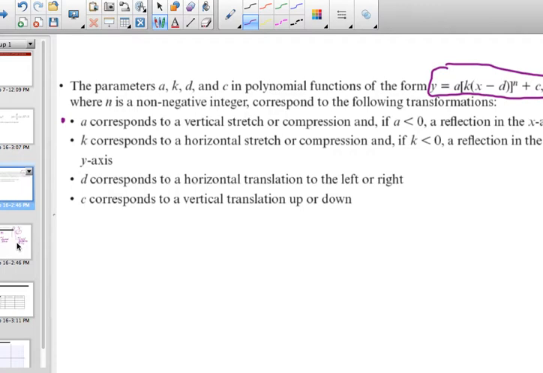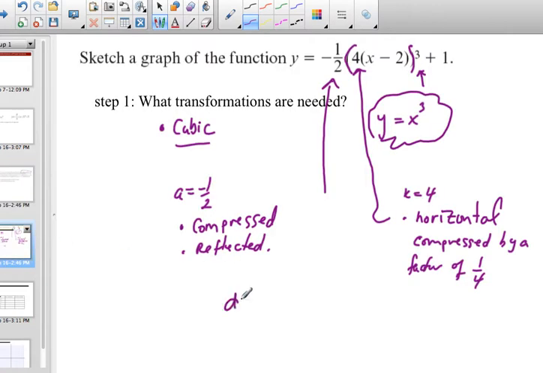Oh, it's a D. Okay, so the D is a 2, and that means when it's x, it's always in general x minus whatever the D happens to be. So the D is a 2, and this means it's a shift right by 2. So the whole thing's going to go right horizontally by 2.